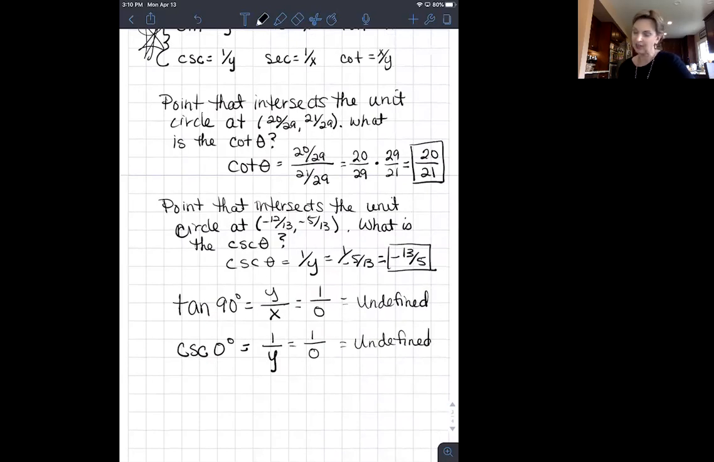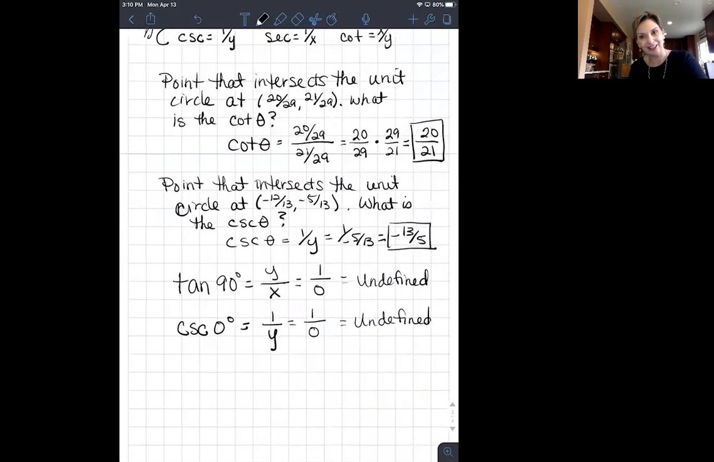These undefined values tend to occur at 0 degrees, 90 degrees, 180, 270, where we have a 0 for the x or the y, and we get some undefined trig functions. All right, so just something to keep an eye on. They do happen when you have an x or y in the denominator.